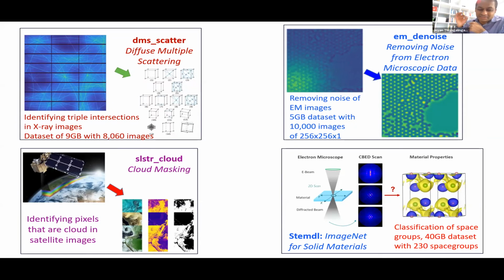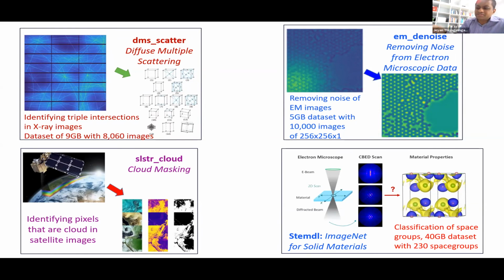I'm not saying an image. You would like to classify each and every pixel as either cloud, non-cloud, or aerosol. You'd like to classify them into different classes. So this is a cloud masking problem. And the last one, maybe a wrong terminology, but we call it ImageNet for solid material diffraction. Effectively, this is an electron microscope. You diffract the electrons and you get the patterns, and you try to work out what space groups they land on. So I have highlighted 4 different types of problems.